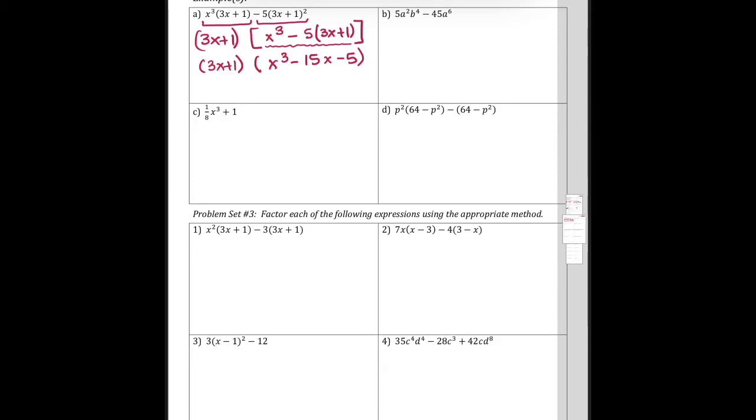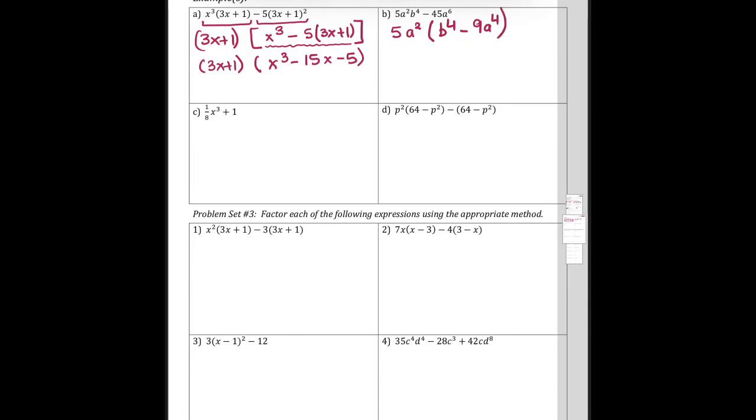Letter B, again, start with your GCF and see if you can see any special products. My GCF for 5 and 45 is just 5, right? Between the variables, whenever you're factoring them, always look for the lowest term. So a squared and a to the sixth, it'll be a squared, and b to, oh sorry, there's no b in the other term, so I can't really factor. So 5a squared is actually your GCF. And what are you left with? You're left with b to the fourth minus 9a to the fourth, right?